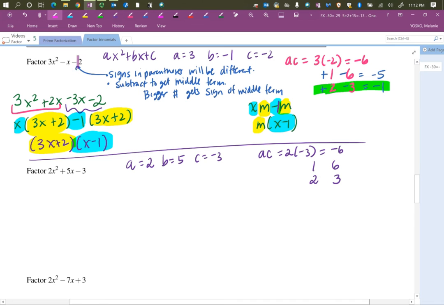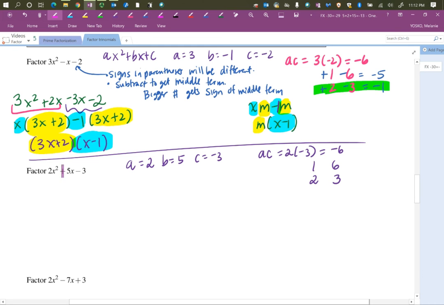And let's go back to this one up here. The third sign was negative. Well, our third sign's negative, so we're still going to have these rules applying. The signs in the parentheses are going to be different. And we didn't go back and check, but look, they ended up being different. Then we subtract to get the middle term. The bigger number of the factor gets the sign in the middle term.